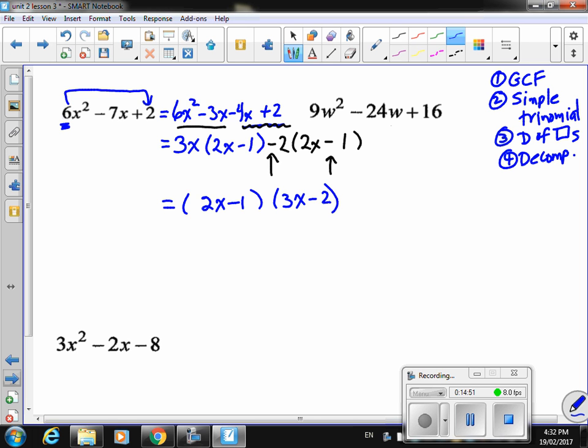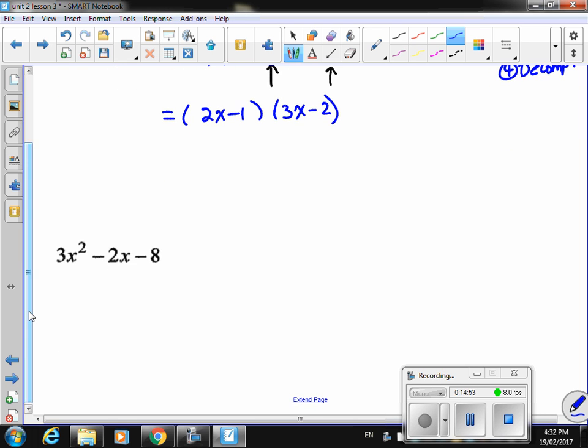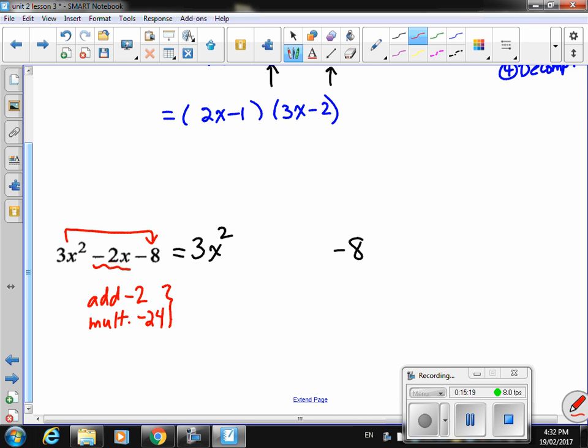The one below it, 3x squared subtract 2x subtract 8. I am going to decompose this such that I have two terms that add to -2. So I'm just going to write it differently, but it can't change the question, and multiply to whatever 3 times -8 is, -24. It's just this really slick trick, isn't it?